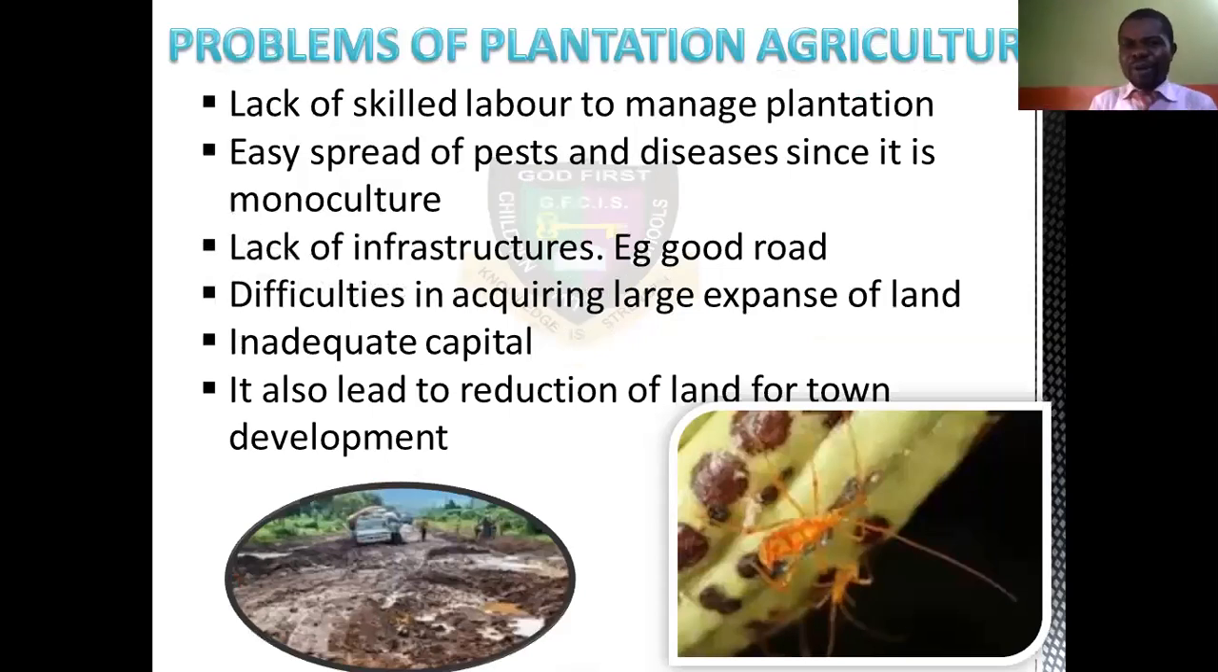Because you have areas where it is good now, but what are the problems you encounter in doing these things? One is lack of skilled labor to manage plantations. Some people don't go to study how to do these things, but they just go there because they have a large hectare of land. They want to involve themselves in this job, and with lack of skilled labor, they will have issues with plantation management.